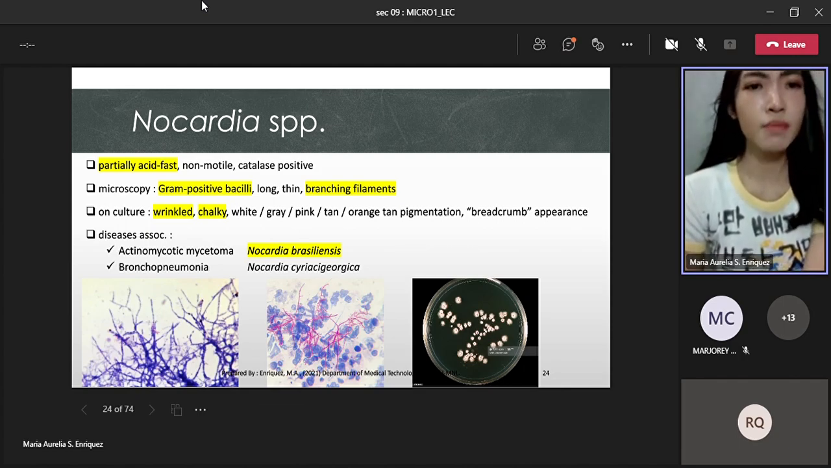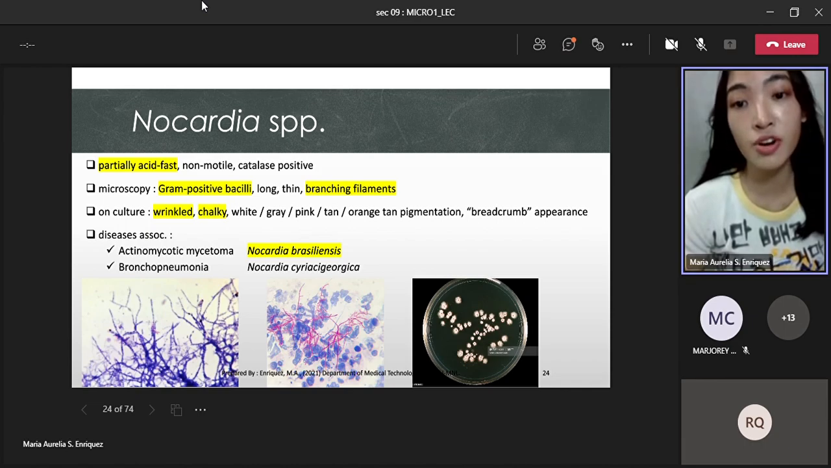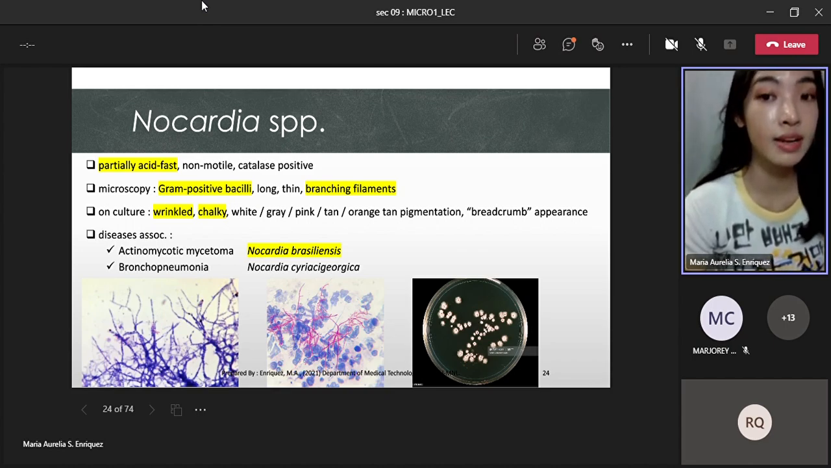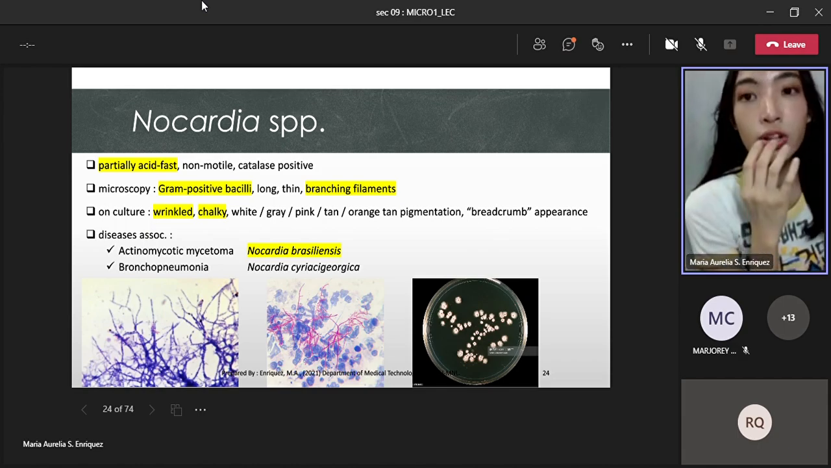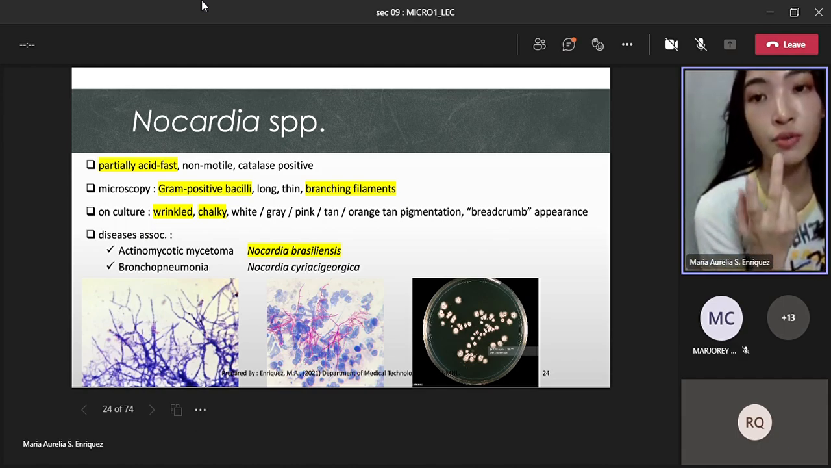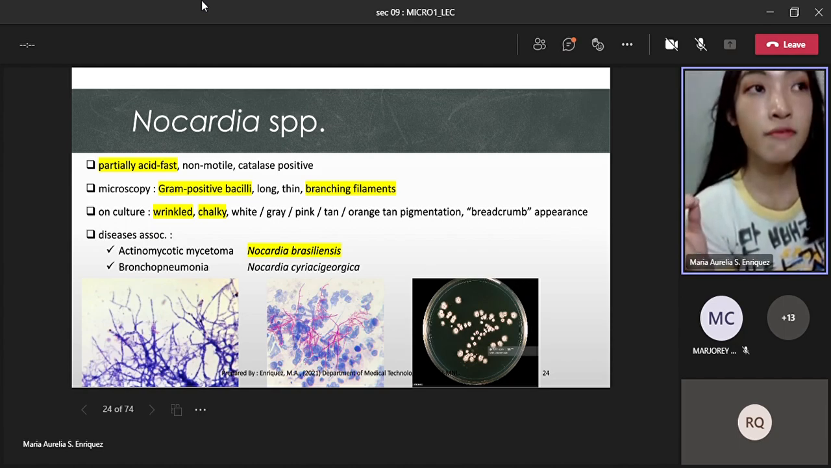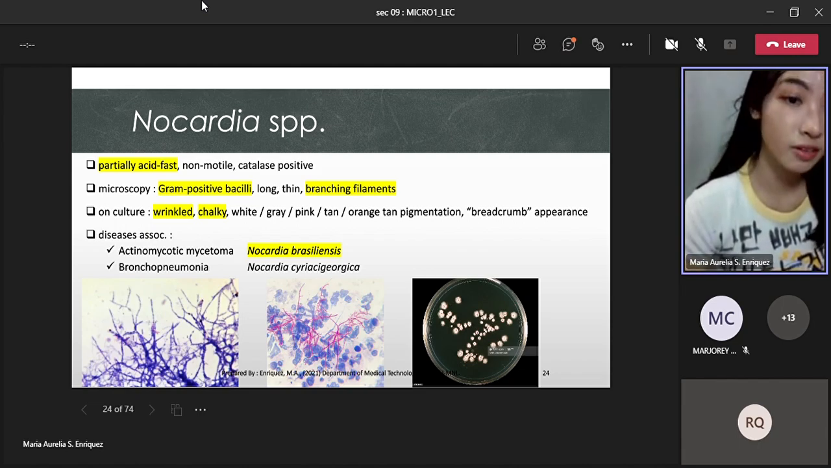Okay, so ayan po, Nocardia species, they don't require any specific growth factors, and they would grow well on most common non-selective laboratory media if they are incubated between the temperatures of 22 to 37 degrees Celsius. Although, yun nga po, they are slow growers, so it would take probably like 3 to 6 or 7 days before colonies would be observed.